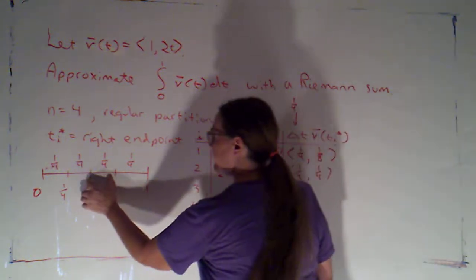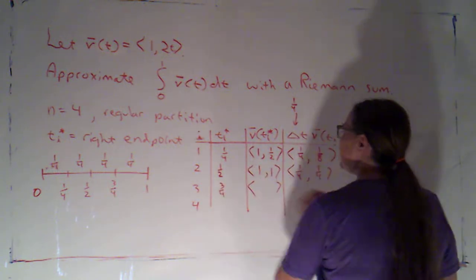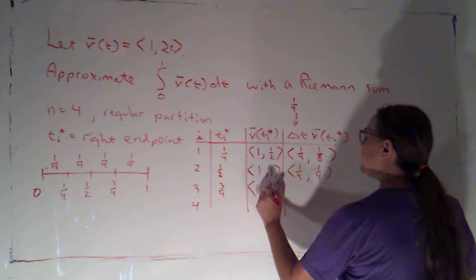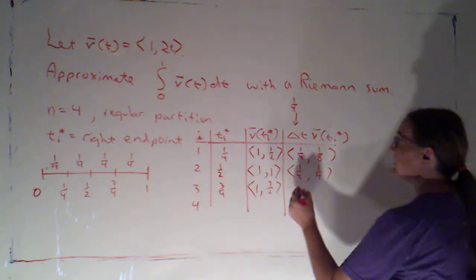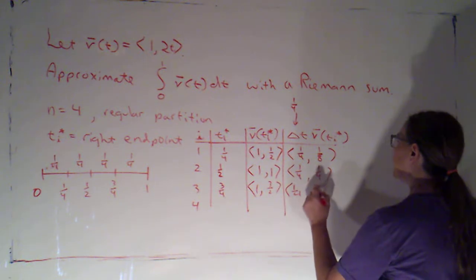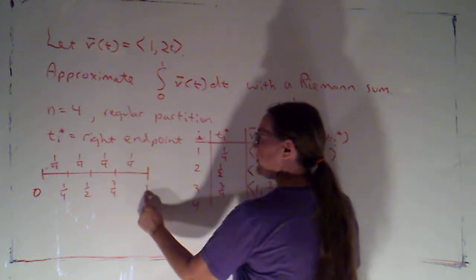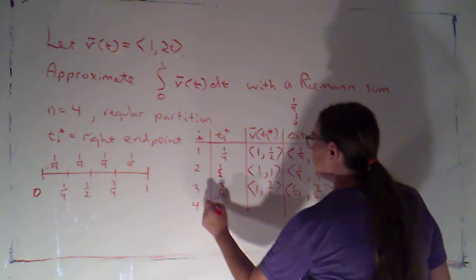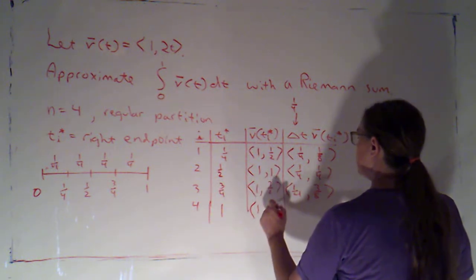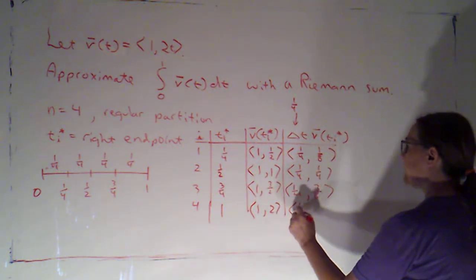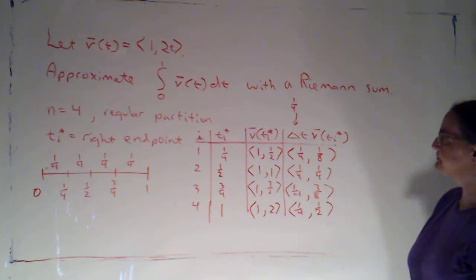For the third subinterval, my representative time is 3/4. When I evaluate the velocity at that time, I get ⟨1, 3/2⟩. And when I scale that by my delta t, my quarter of a second, I'm going to get ⟨1/4, 3/8⟩. All right, and then for the fourth subinterval, my right endpoint is 1. So when I evaluate my velocity there, that's going to be ⟨1, 2⟩. And when I scale that by 1/4, I will get ⟨1/4, 2/4⟩, or ⟨1/4, 1/2⟩.